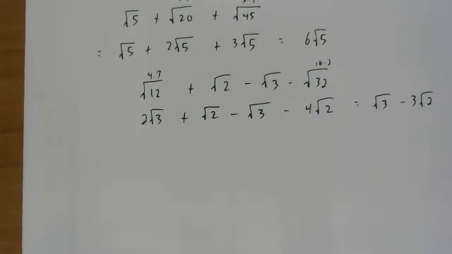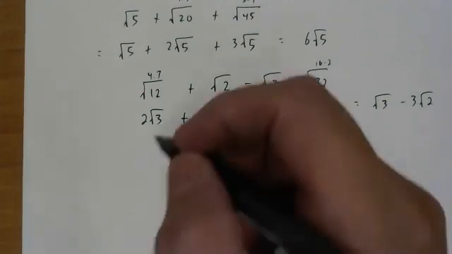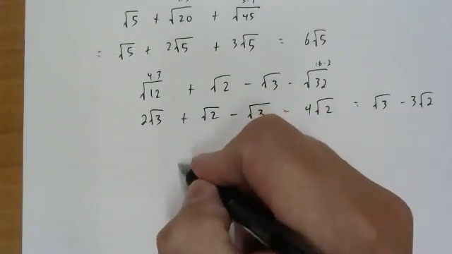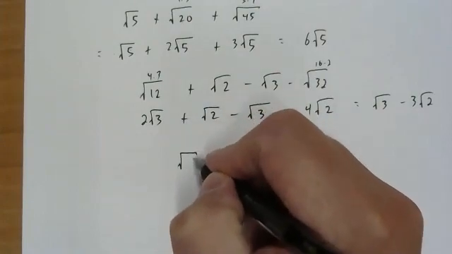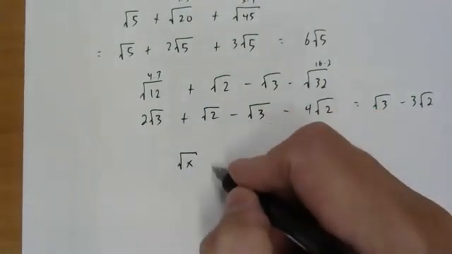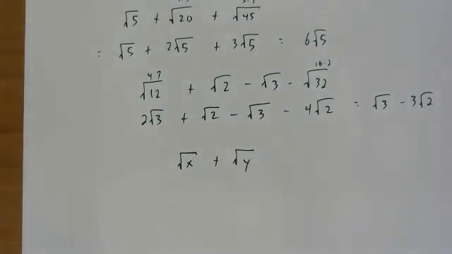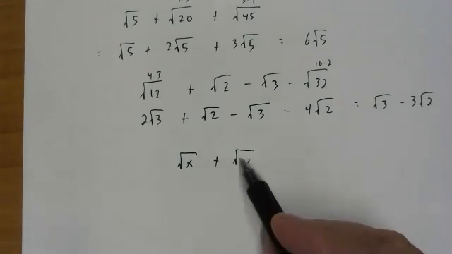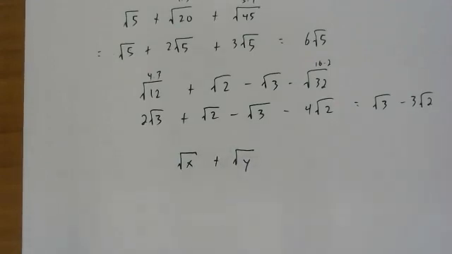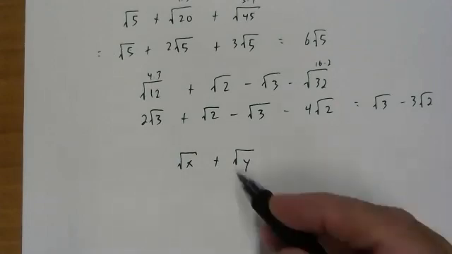Actually, everything we've done so far is with numbers, but of course, we should actually look at variables. But the same principles apply. For example, what do you think about if I was trying to add square root of x plus square root of y? Well, these square roots are not identical, so there's really nothing I can do.